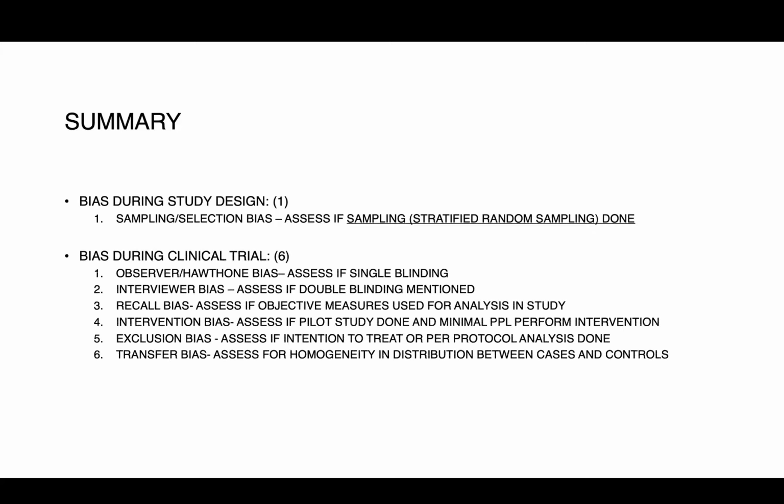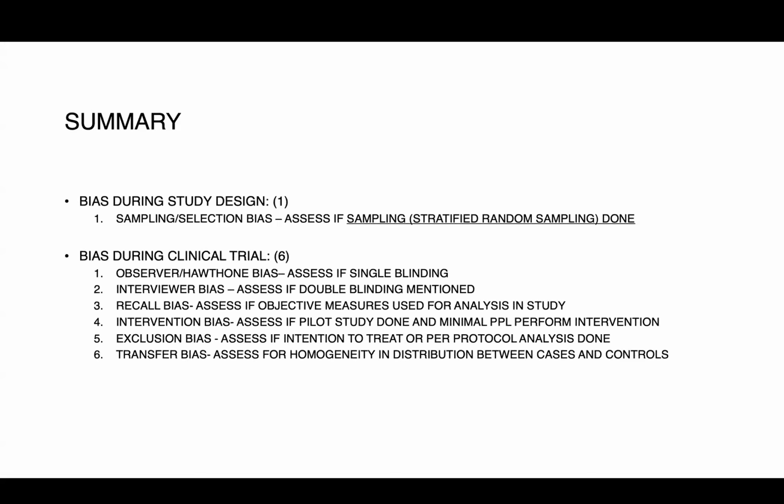So for summary, bias during the study design, you can have sampling or selection bias. So you look for this by assessing if sampling has been done and if it is a stratified random sampling. Then bias during the clinical trial. So you need to assess for 6 biases. One is the observer or Hawthorne bias. So you assess if there is single blinding which is done. Interviewer bias, assess if double blinding has been mentioned.